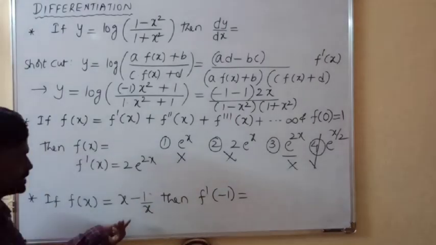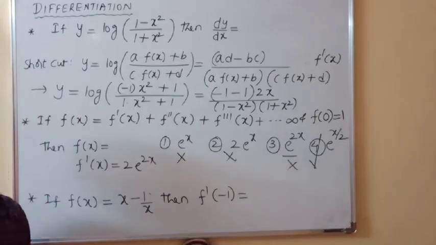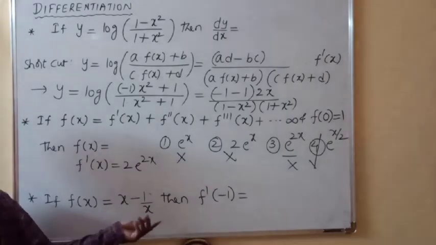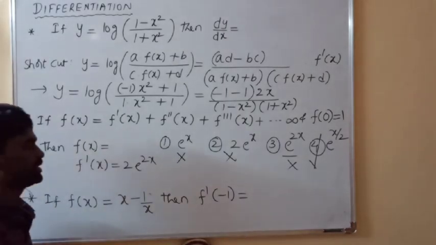Okay. Next, it is a simple problem only. So it is f of x. What do we have to find? F dash of minus 1. So find f dash x and put x equal to minus 1. So you will get the answer 2.